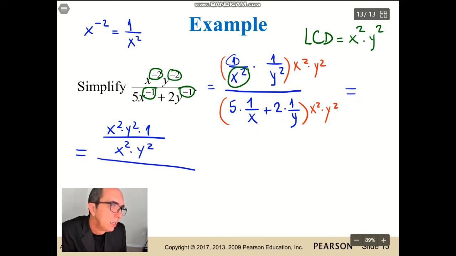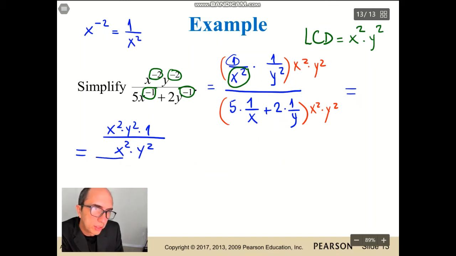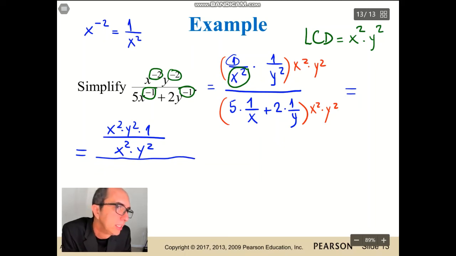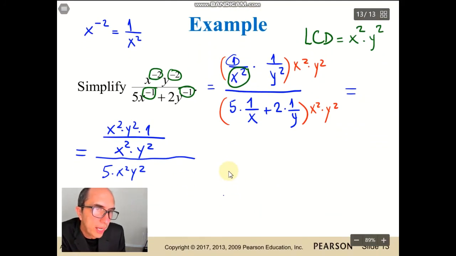Okay, and fixing this, it's not straight. Let's draw a straight line, kind of straight, and here 5 times x squared y squared over x plus 2 times x squared y squared over y.